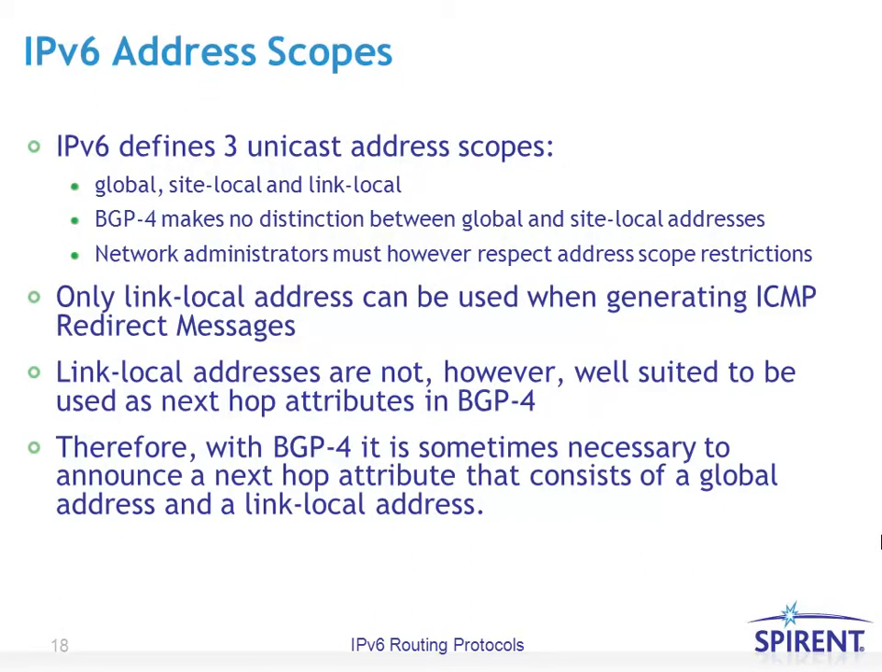As we discussed in the IPv6 addressing architecture topics of this course, there are 3 different types of unicast address scopes: either global, site local, or link local. BGP4 makes no distinction between global and site local addresses. Of course, it's up to the network administrators to respect the address scope restrictions. In other words, don't advertise a site local address into the global internet, for instance.